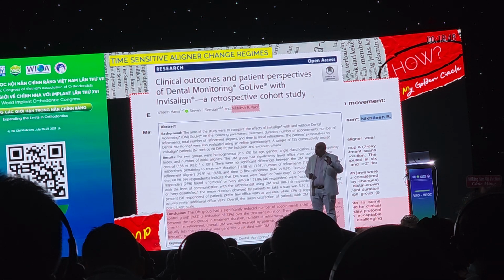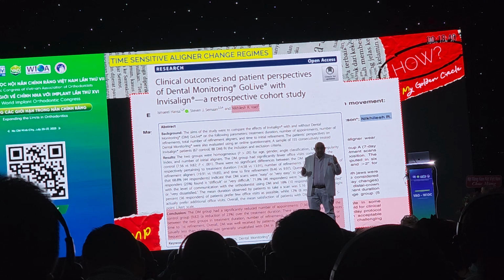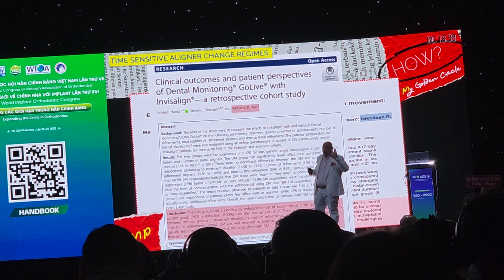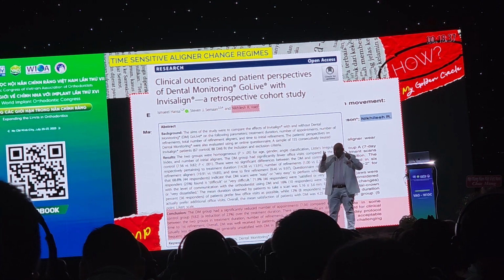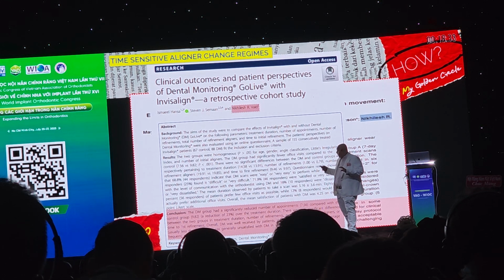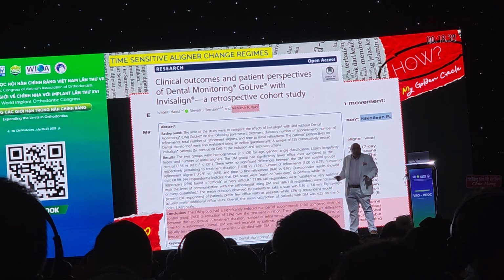What we did find was that for most anterior tooth movement, there isn't much of a difference. But when it comes to posterior tooth movement distal to the canines, a 2-week change protocol or a 10-day change protocol definitely is more effective. And that is something that was very, very, very critically seen.